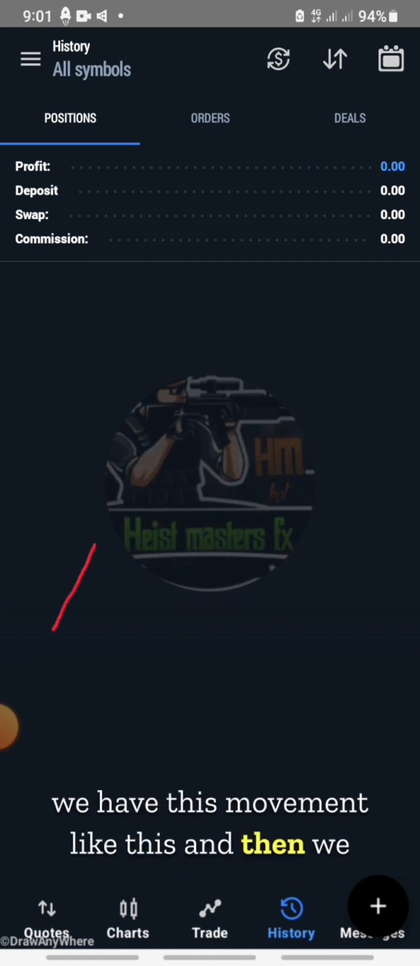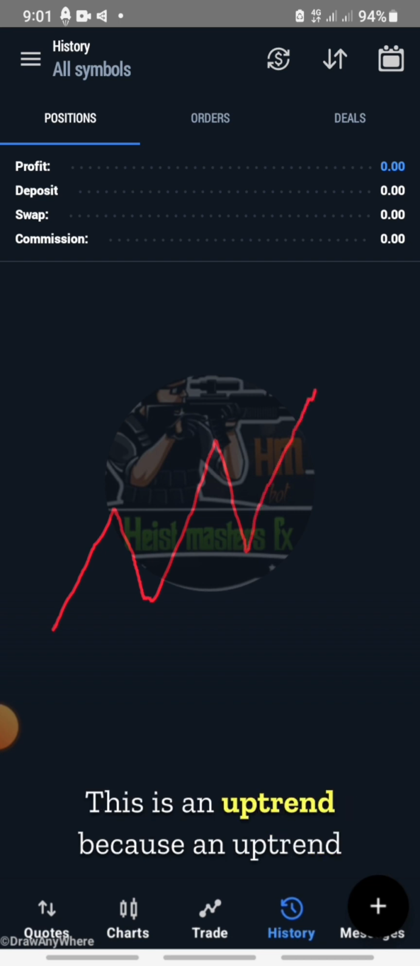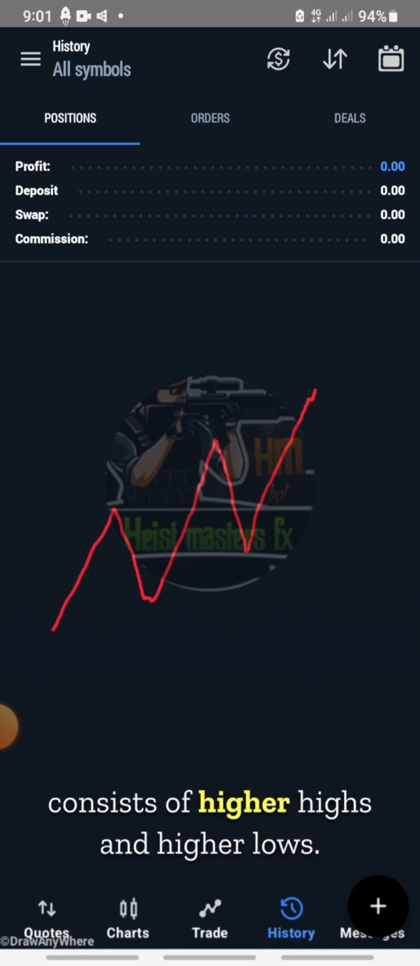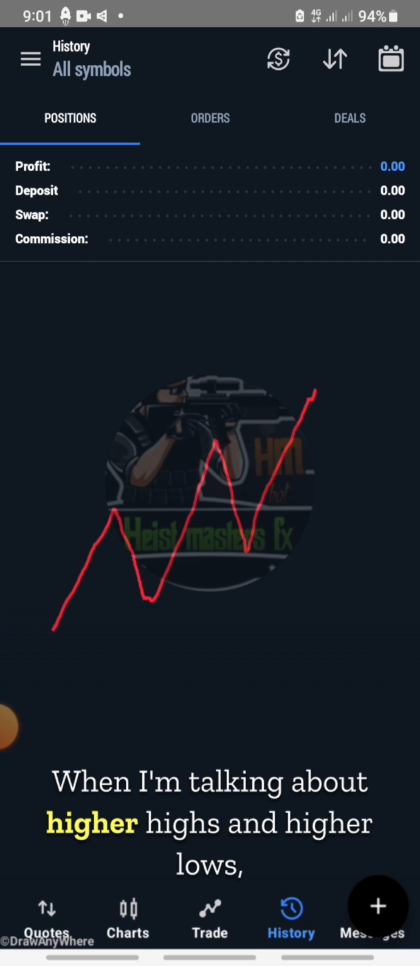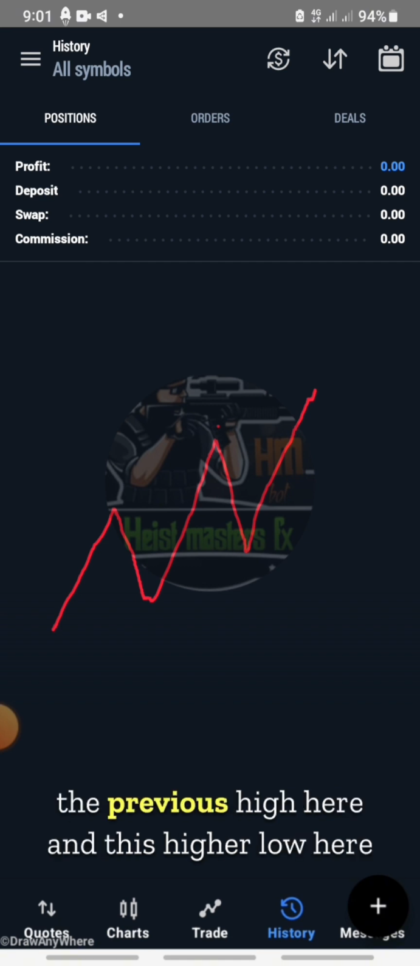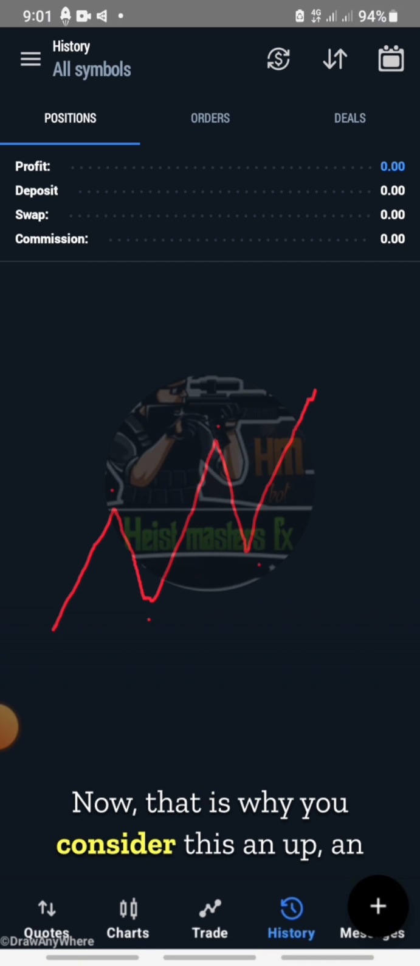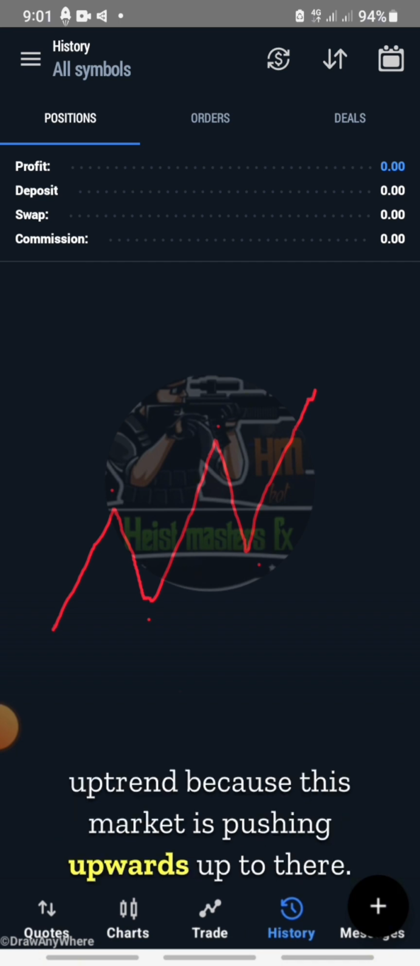Let's say we have this movement like this, and then like this, and then like this. Yeah, this is an uptrend, because an uptrend consists of higher highs and higher lows. You can see this high here is higher than the previous high here, and this higher low here is higher than the previous low. That is why you consider this an uptrend, because the market is pushing upwards.